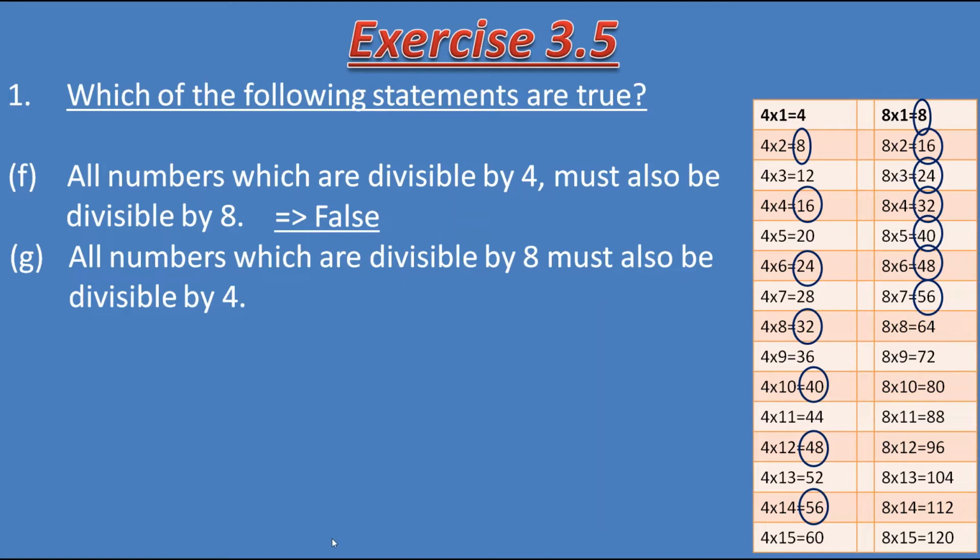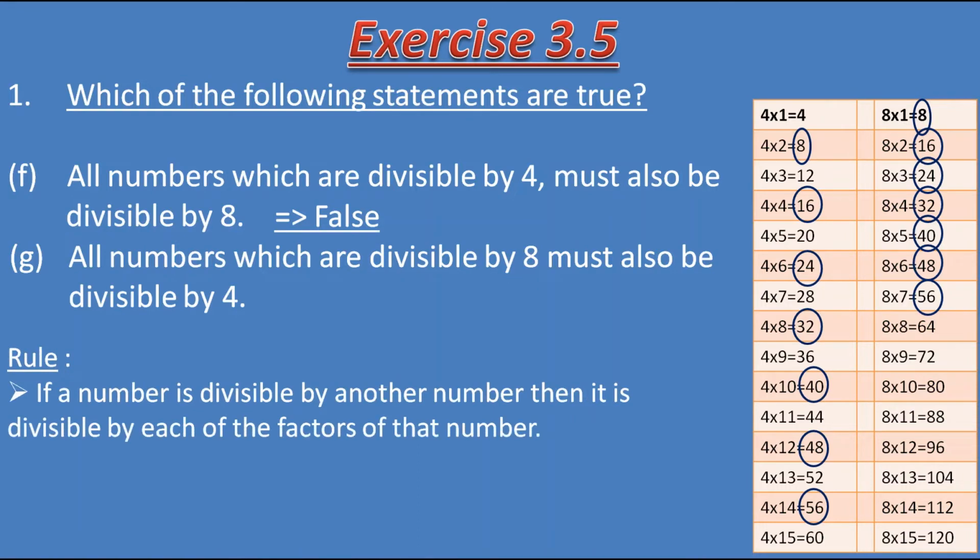Now for the second statement, all numbers which are divisible by 8 must also be divisible by 4. Now, if you look at this table, all the multiples of 8 are present in the multiples of 4. When we compare, we understand that this statement is true. We also have one rule that if a number is divisible by another number, then it is divisible by each of the factors of that number, and 4 is a factor of 8. Therefore, the second statement, that all numbers which are divisible by 8 must also be divisible by 4, is true.